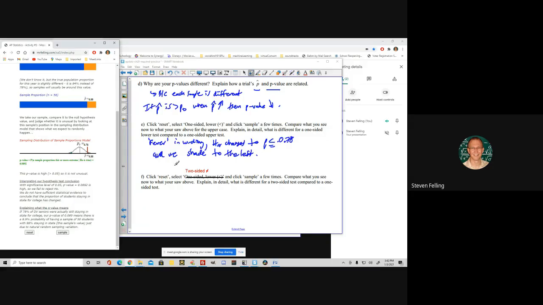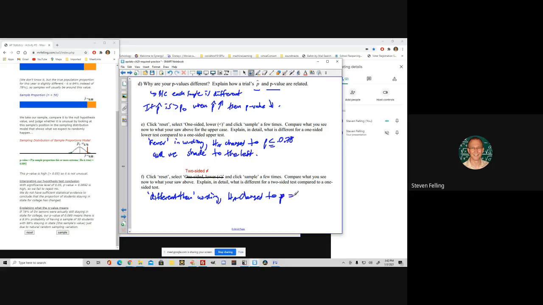Okay, so what would I say compared to the other? If you have different from or different than wording, then HA changes to not equal.